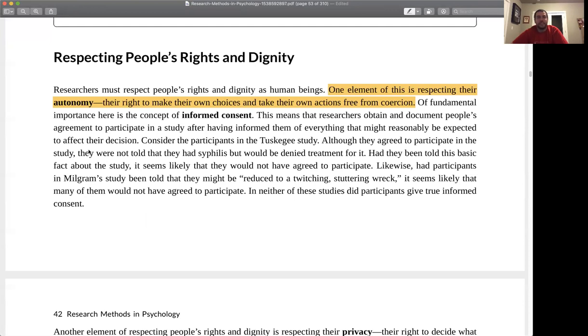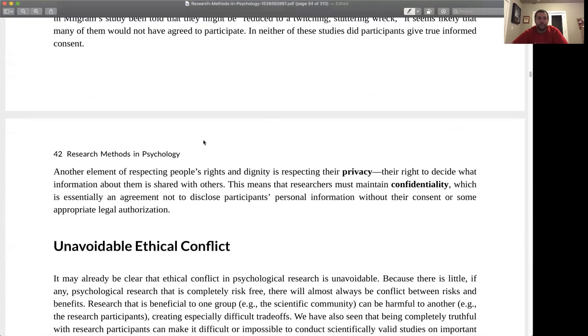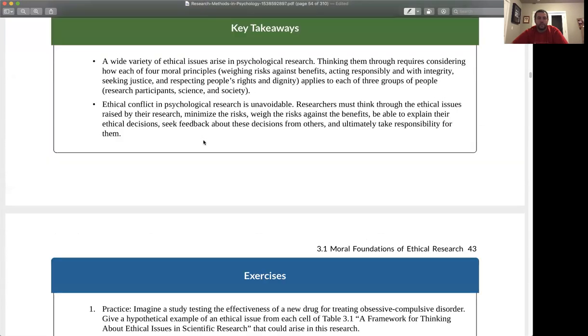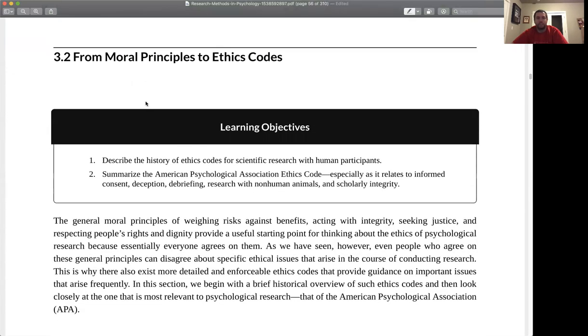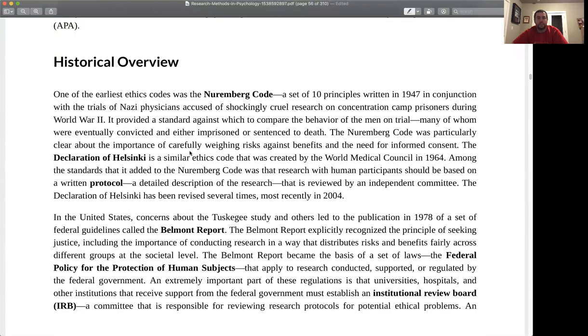Prisoners can sign up for research as well, but again, we can't force them to, because it would take away their autonomy. They need to be able to say, yes, I freely choose to participate, or no, I don't want to participate, and there cannot be punishment against them for doing so. So that's section 1 of the chapter. Section 2, moral principles to ethical codes.